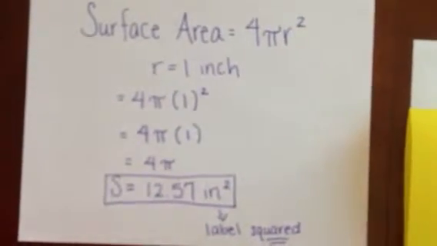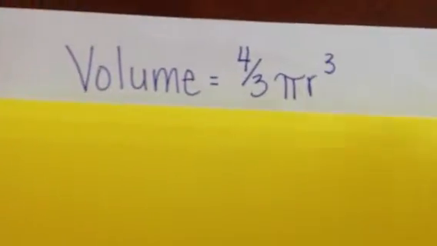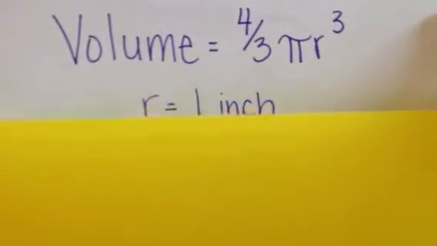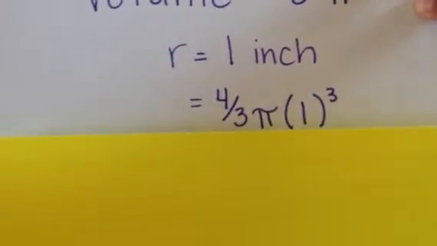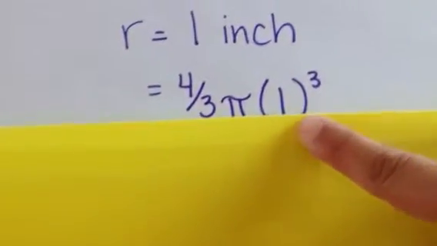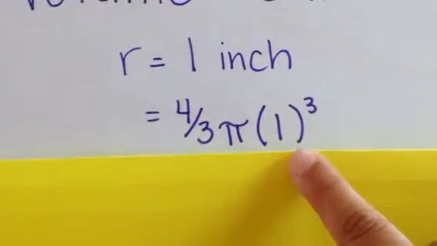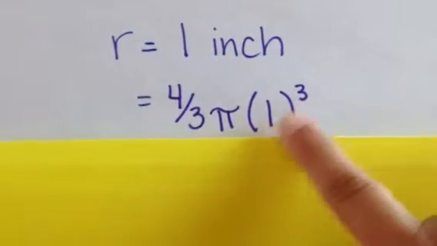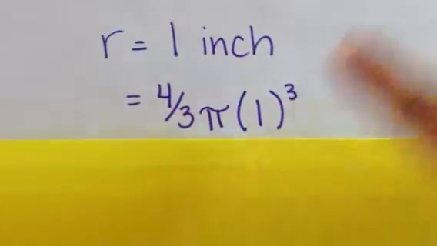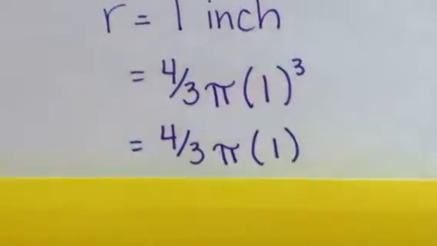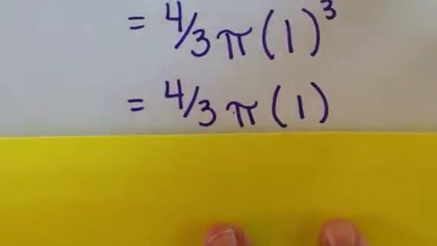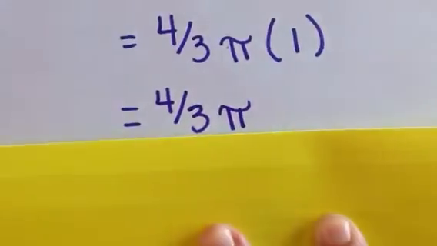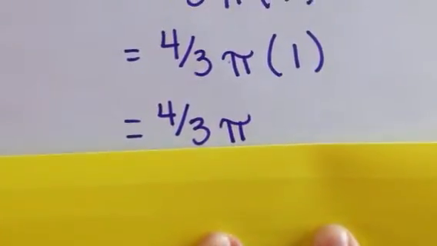Now let's find the volume. Volume is equal to 4/3 pi times the radius cubed. Again, the radius is 1 inch. So we're going to substitute 1 for your radius. Your first step, order of operations, is to cube 1. That's 1 times 1 times 1, which gives us 1. Your next step is to multiply 4/3 times 1. And 4/3 times 1 gives us 4/3. Now you're left with 4/3 times pi.